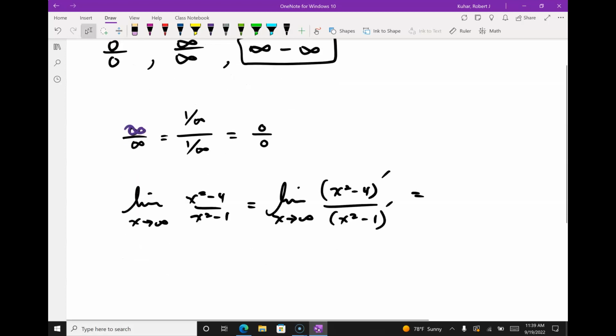What is the derivative of the numerator? 2x. And what's the derivative of the denominator? 2x. So it's obviously 1. Right? Real simple, yeah?